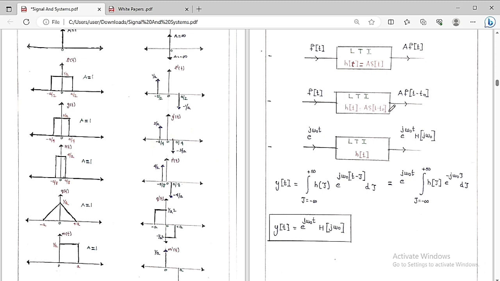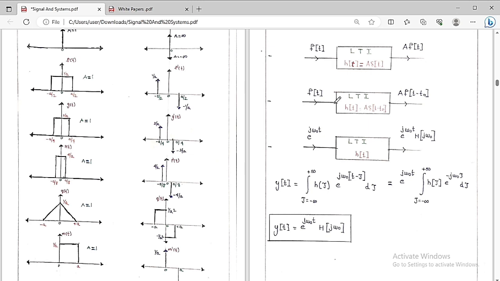Now let's go for another LTI system. Let the impulse response be h of t equal to a into delta of t minus t naught. So for this LTI system, the impulse response h of t is equal to a into delta of t minus t naught.